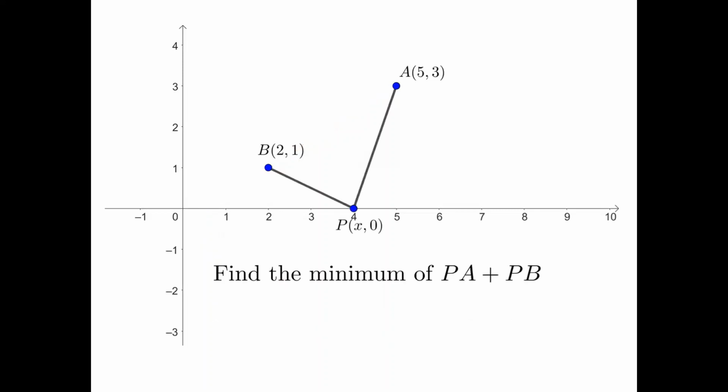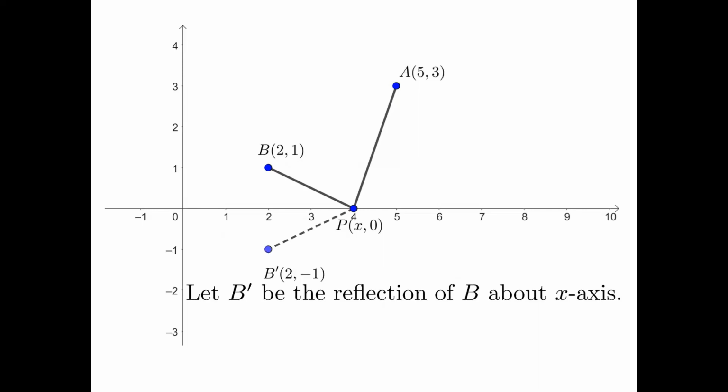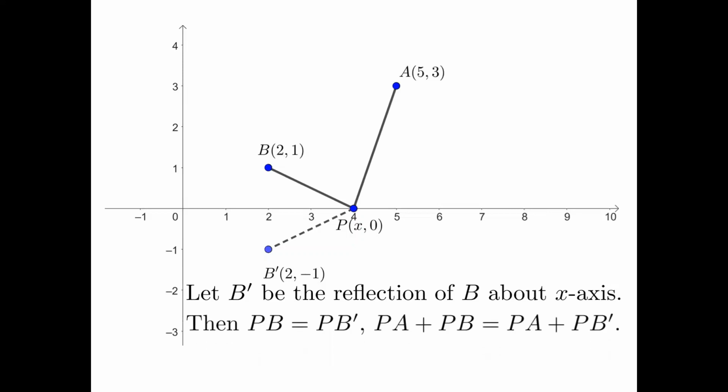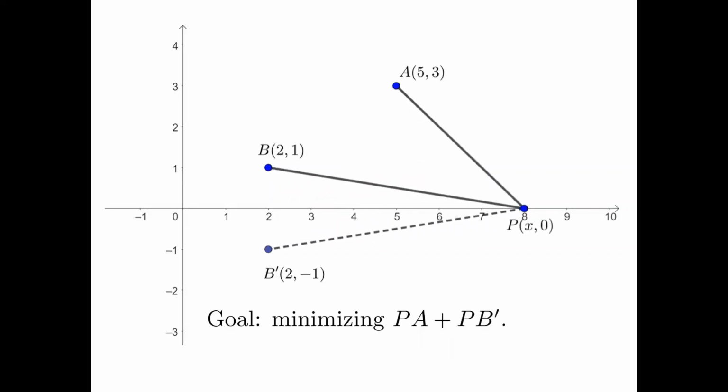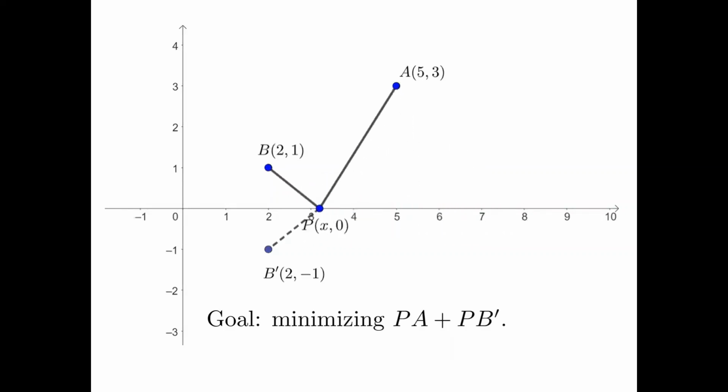Now, let's consider the minimum of PA plus PB. Let B prime be the reflection of point B about the x-axis. Then PB equals PB prime. And the sum of PA and PB becomes PA plus PB prime. So our new goal becomes to minimize PA plus PB prime.